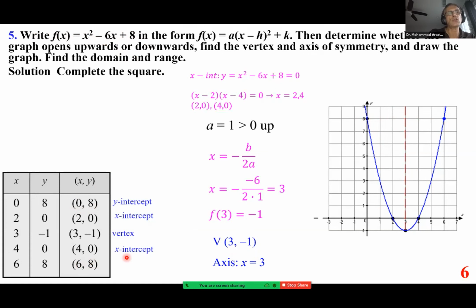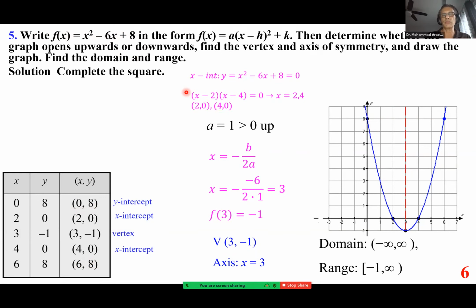However, if they ask you for completing the square, I want to show you a slightly different method because some students may have a difficult time doing that. First of all, the domain is always all real numbers in the case of a parabola that opens up or down. But what about the range? It depends on the location of the vertex. When it opens up, from the y coordinate, which happened to be -1 for the vertex, to infinity. If it opens down, from negative infinity to the y coordinate of the vertex.